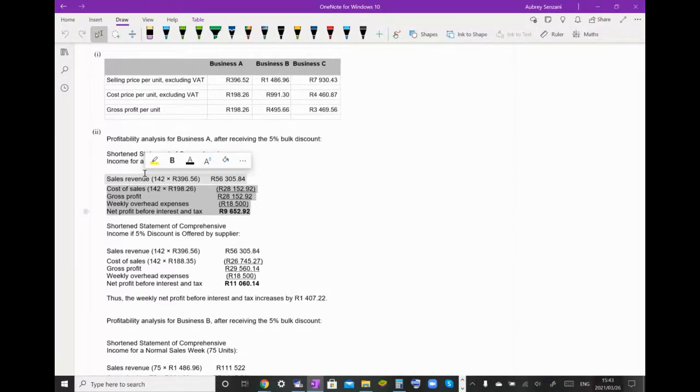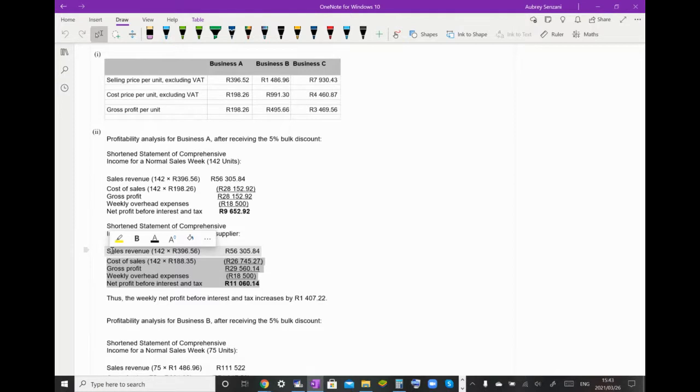Okay, if you scroll down, you can see, taking into account the 5% discount, because we bought in bulk, that our net profit was 11,000, and then obviously our gross profit was 29,000. So the net profit before interest and tax increased to 1,407.